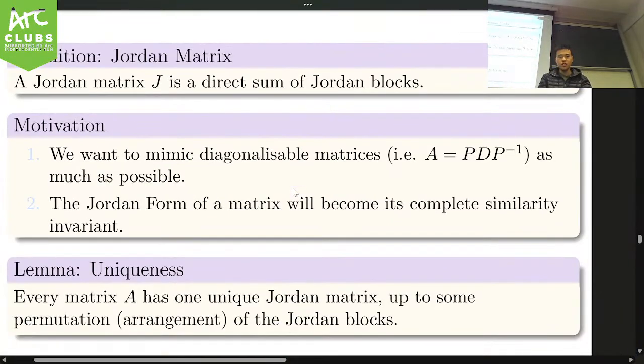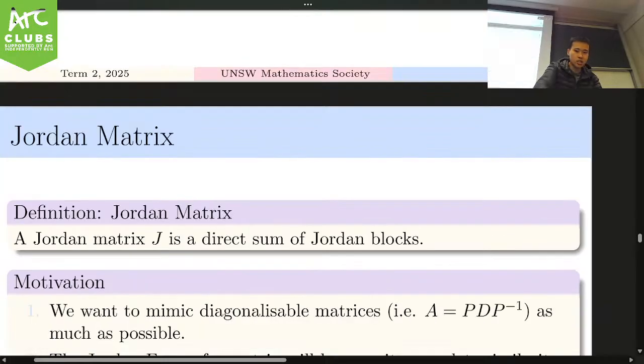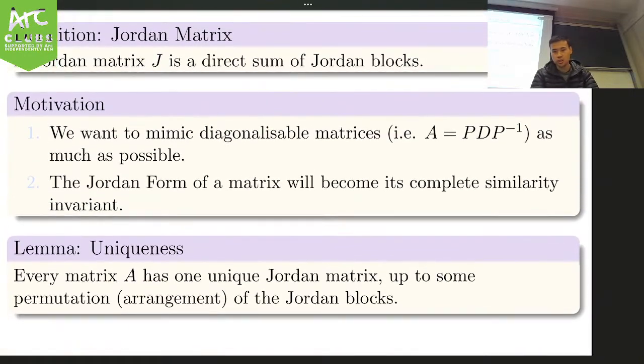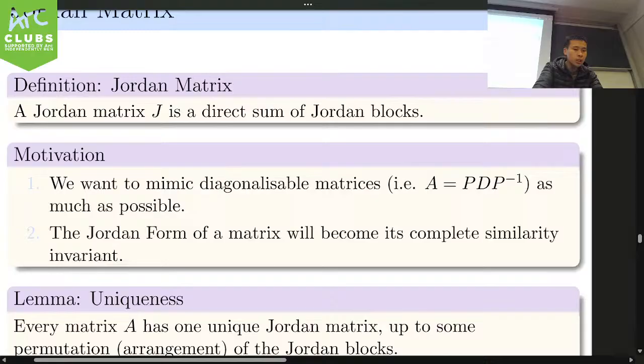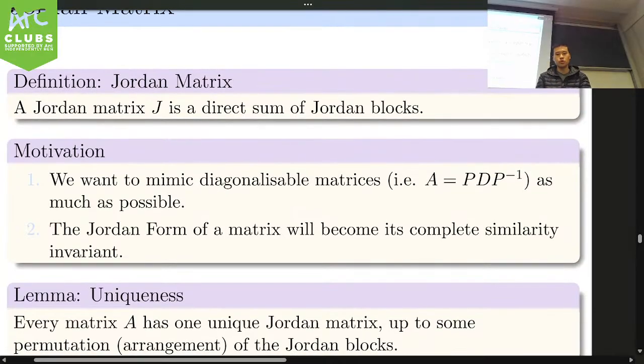Okay, so Jordan form is the extension to diagonalization when you don't have enough eigenvectors. That's when you resort to Jordan matrices. So diagonalization is a subset of Jordan matrices essentially. With that in mind, we want to use the same ideas from normal diagonalization, this similarity matrices form. Also, the Jordan form is a complete similarity invariant as well.